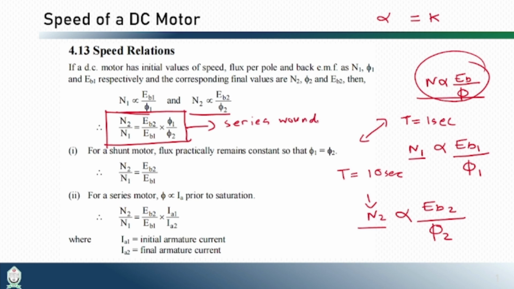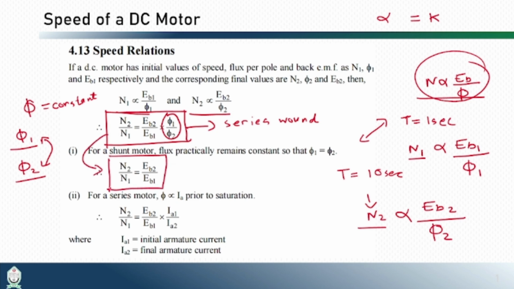but for a shunt wound motor we know that phi is constant. So if at the first instance the flux available at the motor was phi 1, and let's say at the second instance the flux available at the motor was phi 2, both of these phi would be the same for a shunt motor. So this ratio would mean 1. So if we translate this equation for a shunt motor, this is what we get.